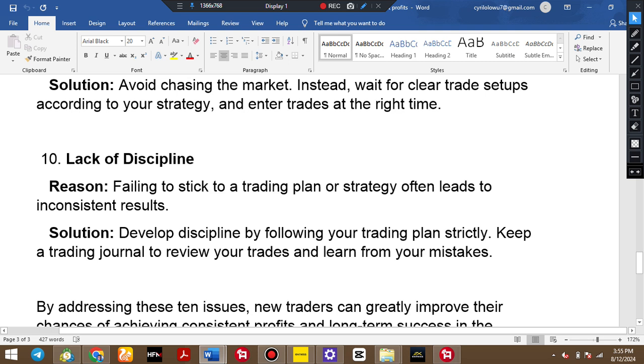Some traders are not disciplined at all. Failing to stick to a trading plan or strategy often leads to inconsistent results. Yes, some of you have even joined a coaching class where they teach you the fundamental basic materials or tools or information needed. But when you open your chart, you just have this mindset of doing what you feel at that moment rather than following the well arranged plan for you to see results.